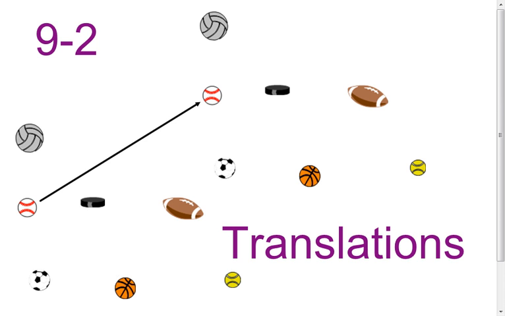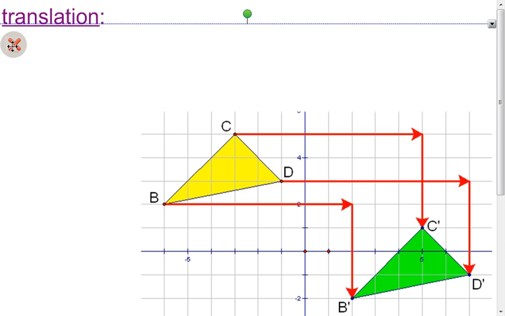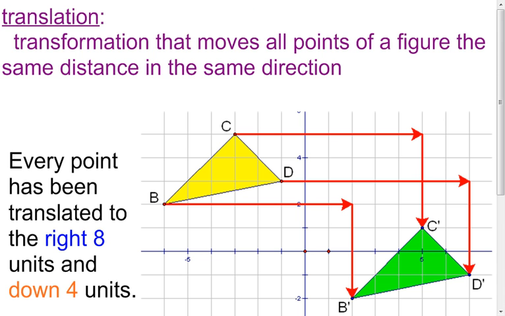Here I'm going to talk about translations. Another way to think about translations would be a slide. So this again is a transformation, just like reflections. We're going to move points or move figures, and in this one we're going to move them the same distance in the same direction. So I have one little example here.